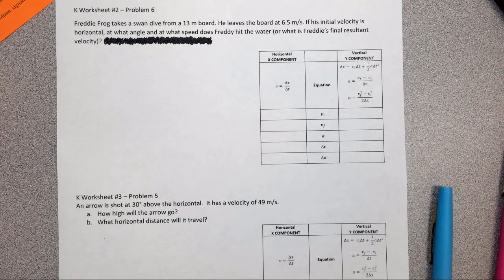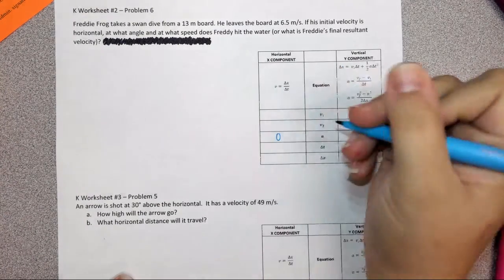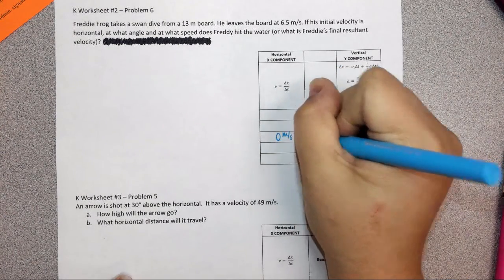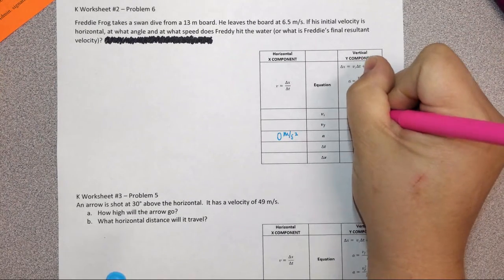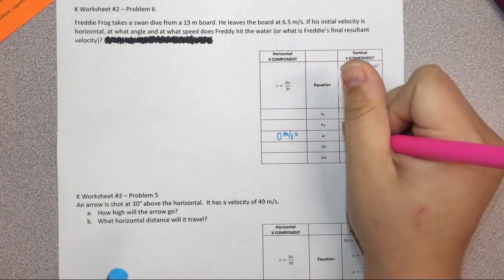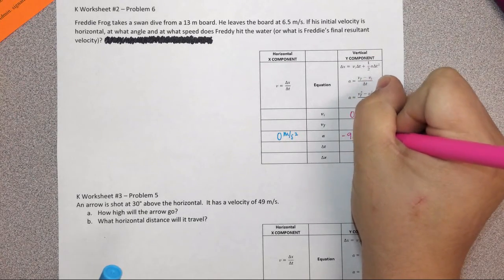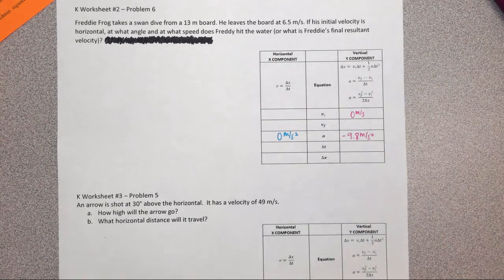Okay, so before we start, since it's horizontally launched, we know that we can put 0 meters per second squared in for our horizontal acceleration, 0 meters per second for our y initial velocity, and negative 9.8 meters per second squared for our vertical acceleration.